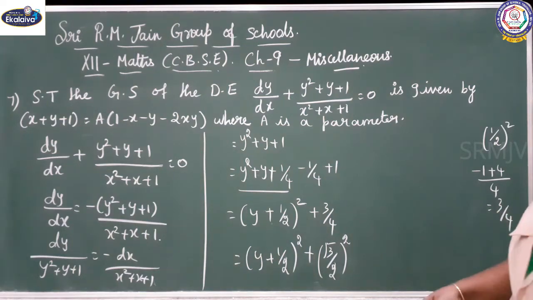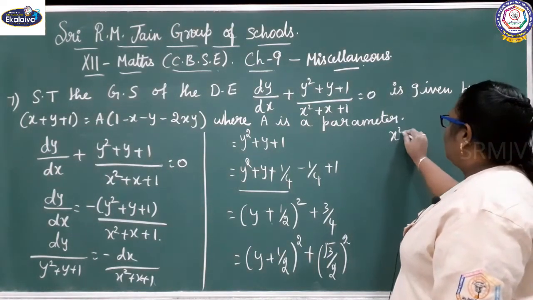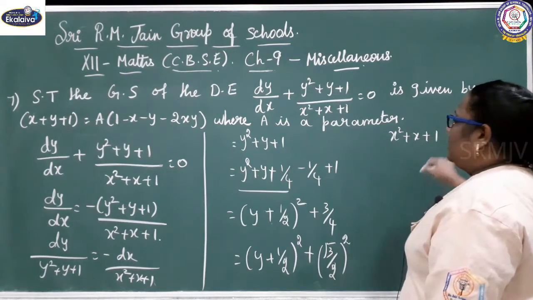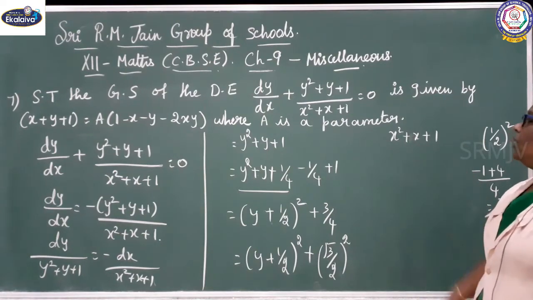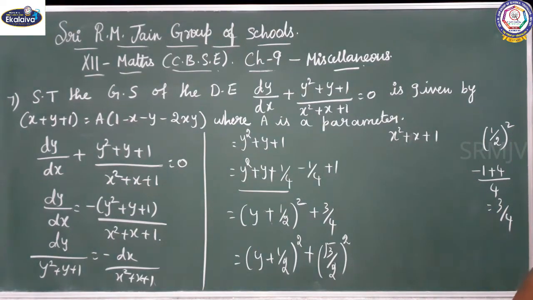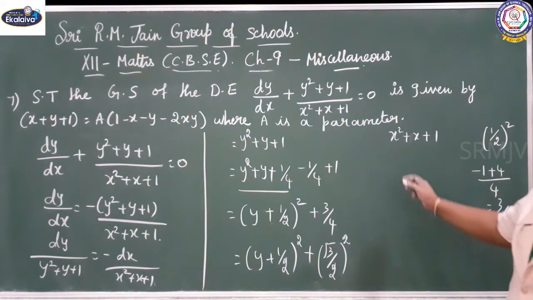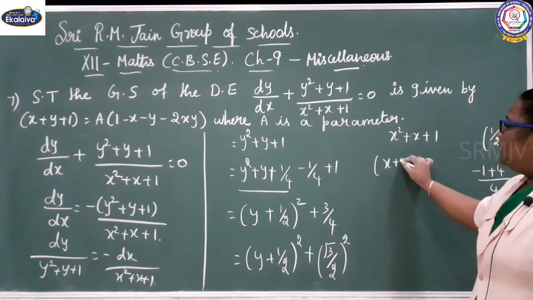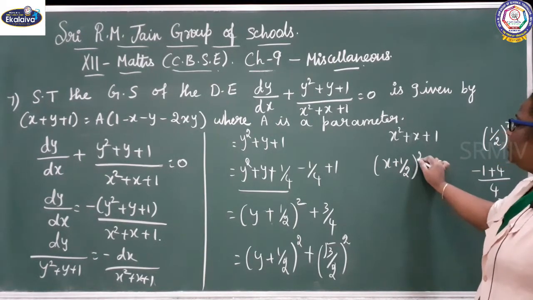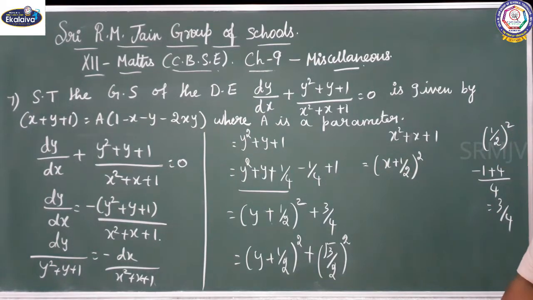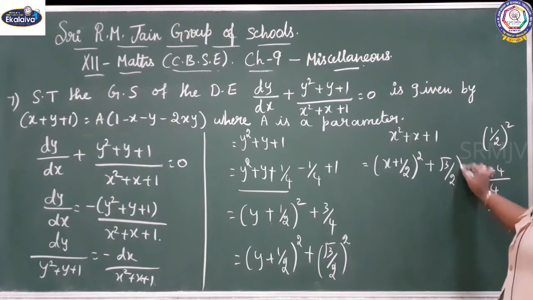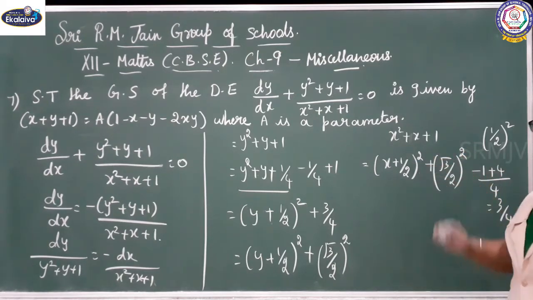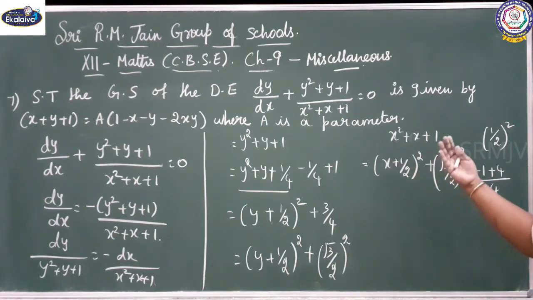Then the same way you can take it here. X square plus x plus 1. Both the values are the same only. X coefficient is 1. So you can take it as 1 by 2 the whole square. So you got the same answer. X plus 1 by 2 the whole square. It gives x plus 1 by 2 the whole square plus root 3 by 2 the whole square. Similarly, you can get the same answer for this denominator value also, x square plus x plus 1.